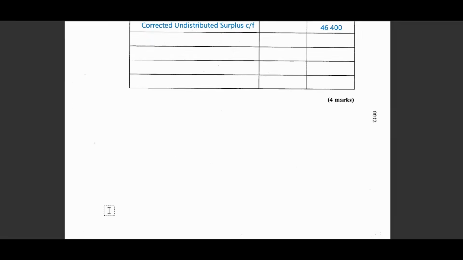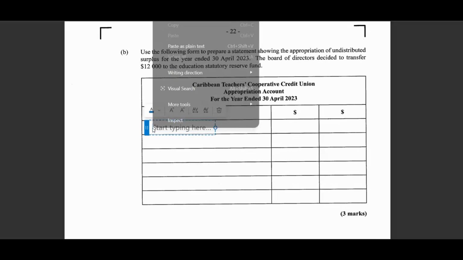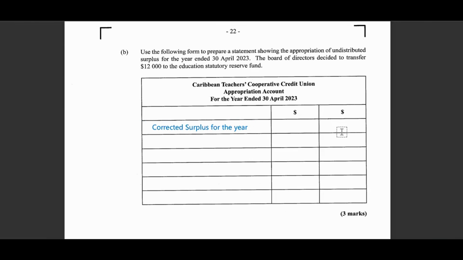Alright guys, so let's see what next is being asked of us in this part B. Now part B was another very small appropriation account, in this case just with 3 marks. Using the following form, prepare a statement showing the appropriation of undistributed surplus for the year. Board of Directors decided to transfer 12,000 to Education Statutory Reserve. Alright guys, let's put in some values here. So first up, you start with the corrected surplus for the year. Let's throw that in. That was 46,400. Remember, we just worked that out from before.